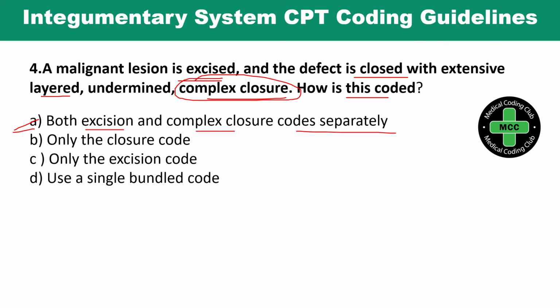I repeat, in place of complex closure, if you get a simple repair, then you don't have to code that simple repair separately, just code the excision procedure. If you get intermediate or complex closure along with the excision, then you must code them separately. So for this question, option A is the correct answer.